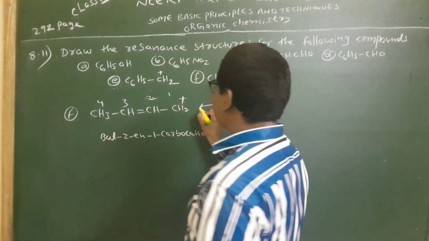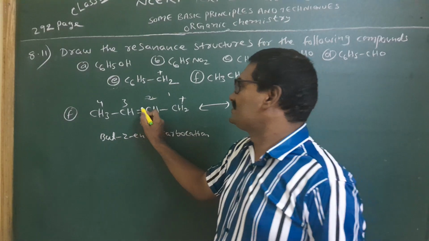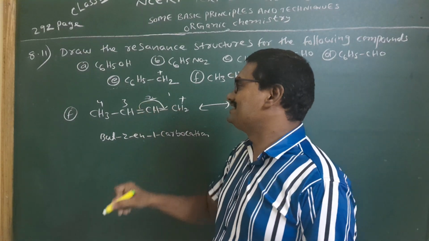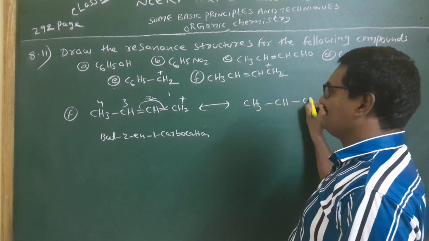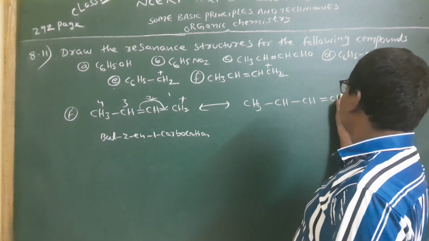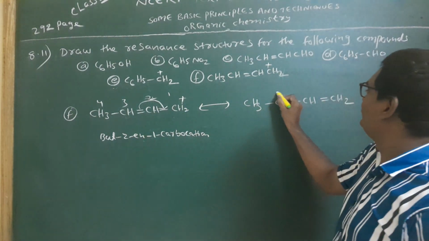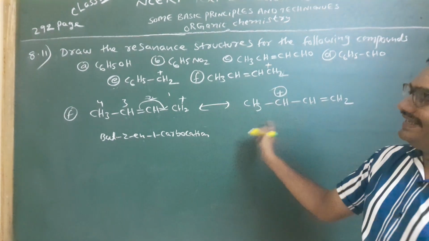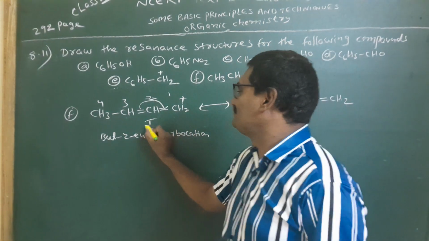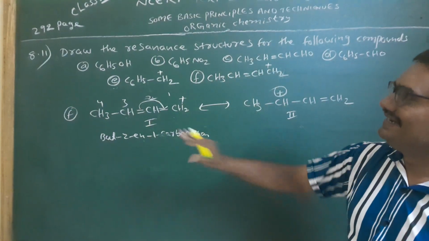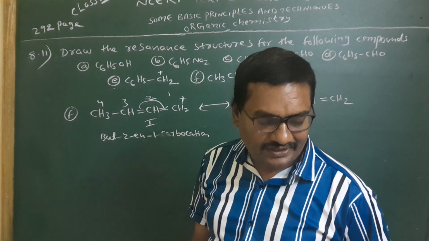So the resonance structure is cation plus, single bond, double bond resonance. So then the pi bond converted into this place. So the resonance structure is CH3, CH double bond CH2, where the plus converted into the third carbon. So the but-2-en-1-yl carbocation has 2 resonance structures. It is 1, it is 2. So these are the total resonance structures for question 8.11. Thank you. Please subscribe.